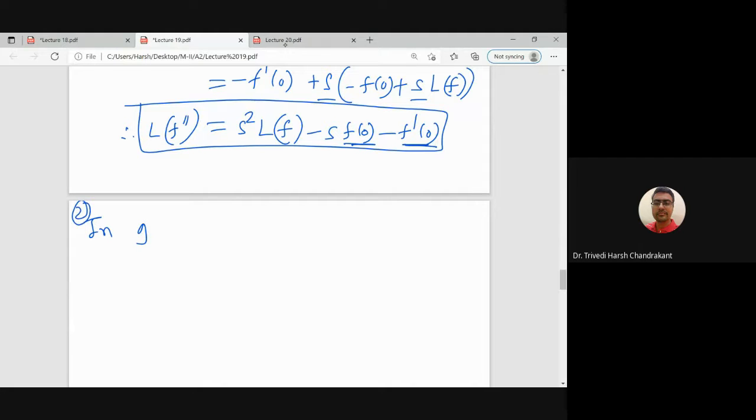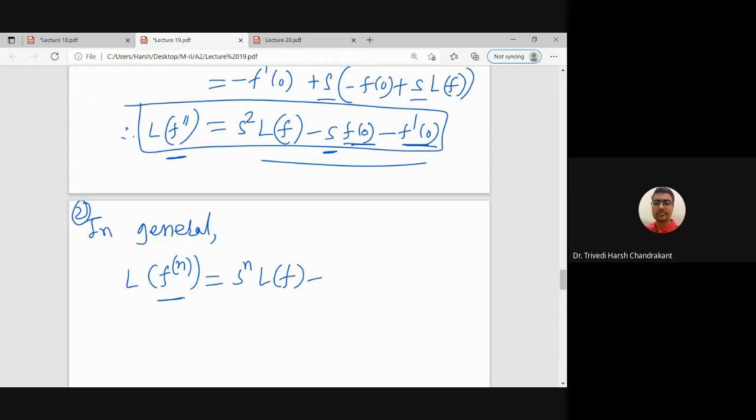the second remark is regarding the nth derivative, the Laplace transform of the nth derivative. Now we can guess what the formula will be. The formula will be s power n times Laplace transform of f minus. For the second derivative, the highest term we had was s power 1, one less power. Now we have the nth derivative, so the terms will start from s power n minus 1 times f0.